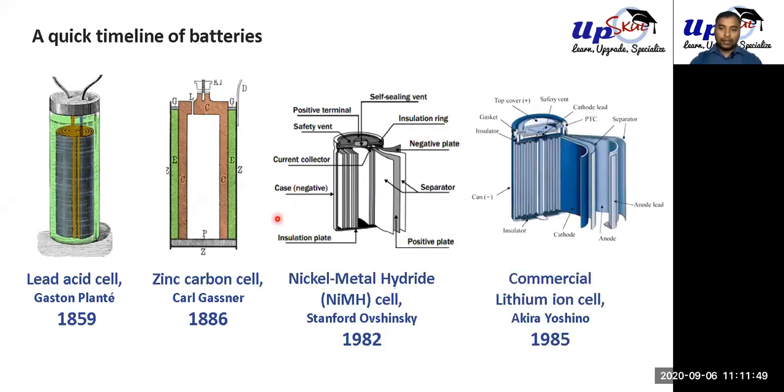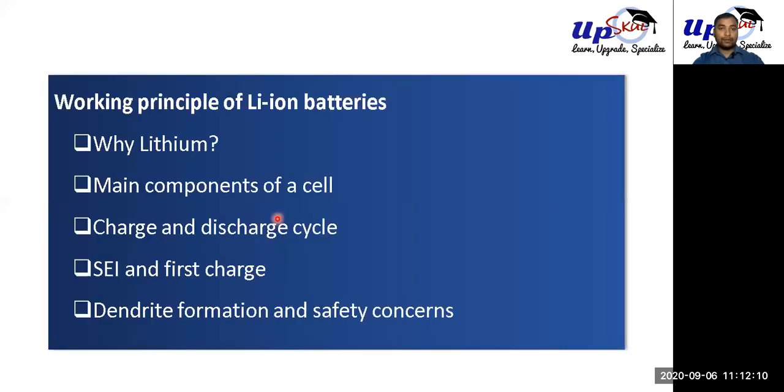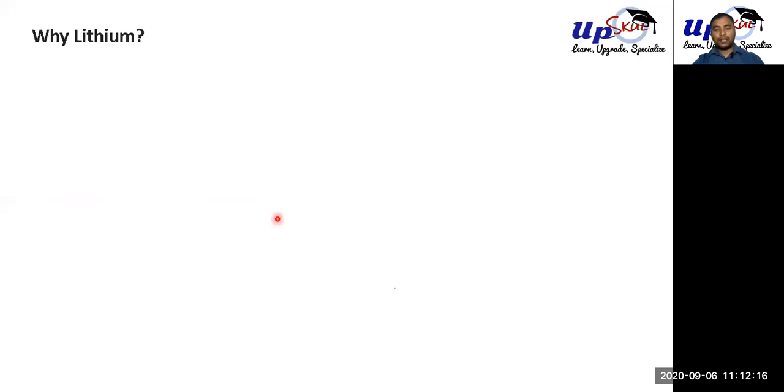So the next one we have is the commercial lithium-ion battery. Though work was ongoing for quite some time, the commercial battery launched only in 1985. Okay, enough with the history. We have already covered all of this in our last lecture, so directly moving on to the technicals. First, we are going to cover the working principle of lithium-ion batteries. And the first and most important question is: why lithium? Why not any other atom?